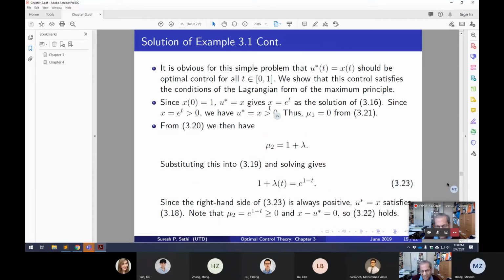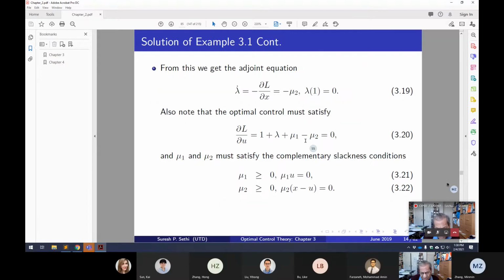Because notice, if x equal to e to the t, then x dot is also e to the t, so x dot equal to x is satisfied. And at 0, it is 1. So this is the solution of that. Once I have a solution of that, then I know that this is bigger than 0. It's strictly bigger than 0 in most places, except one point, so we don't worry about that. If it is strictly bigger than 0, then u star is bigger than 0.